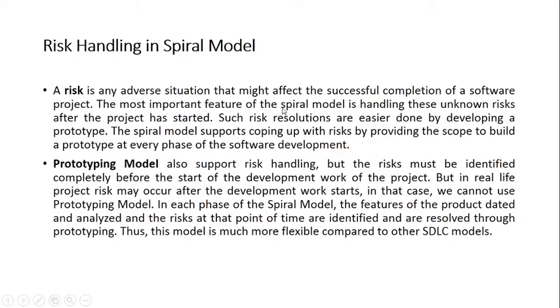The most important feature of the spiral model is handling these unknown risks after the project has started. Now why are we calling this an unknown risk? Why not known risk? Because we haven't developed the software yet. If we have something in hand, like if you have code for a problem and you need to identify the error, it's simple because you have the code, you'll compile it or hand trace it and you can easily identify the error.